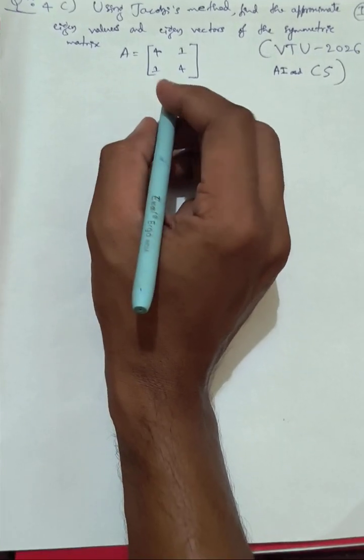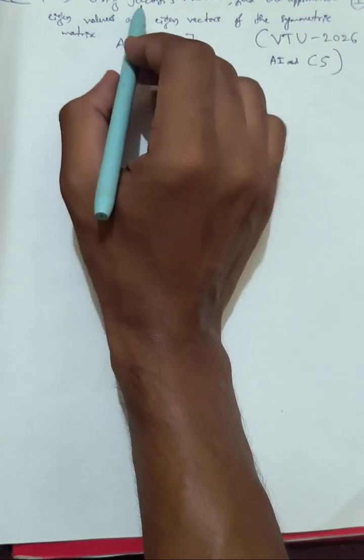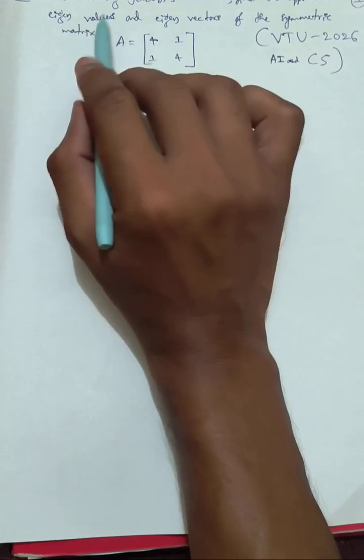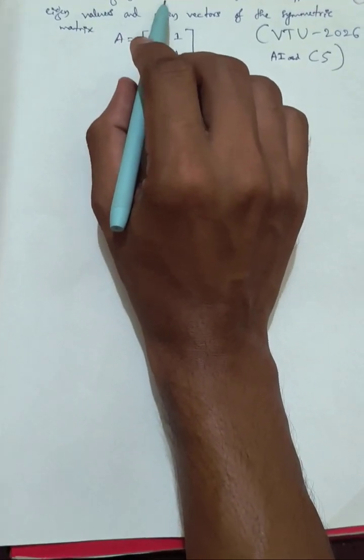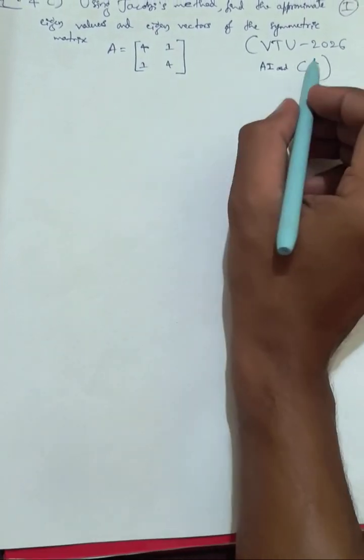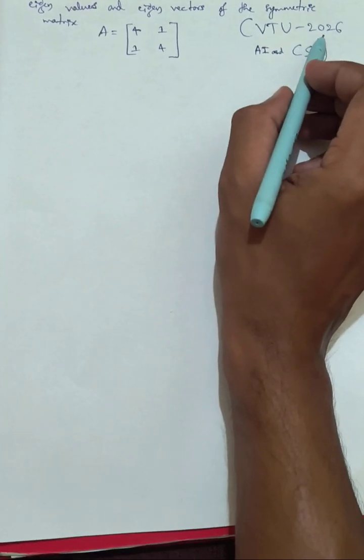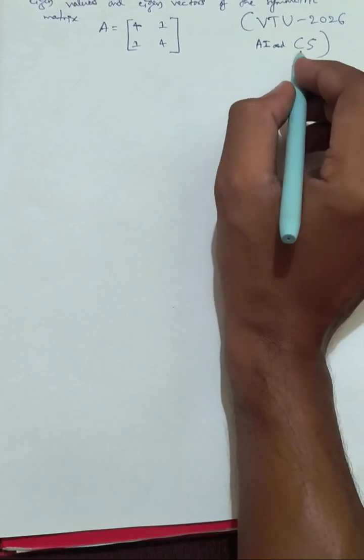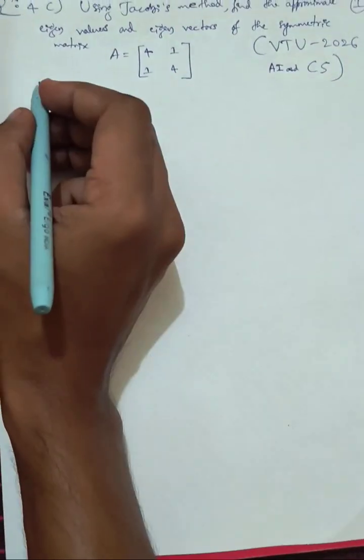Hello dear students. In this video we solve this example regarding eigenvalues and eigenvectors using the Jacobi method. This question was asked in the VTU 2026 examination for the AI and CS branch. So let's see the solution.